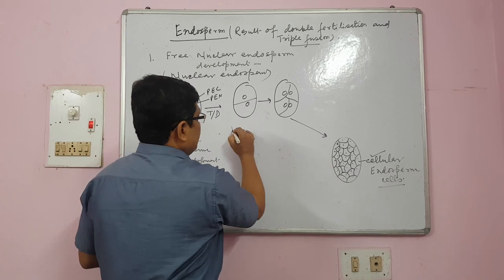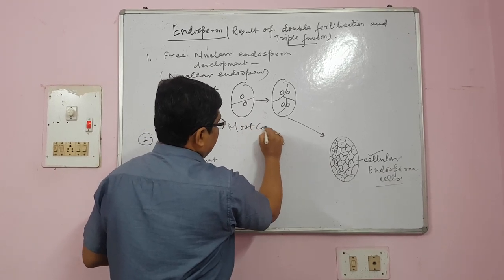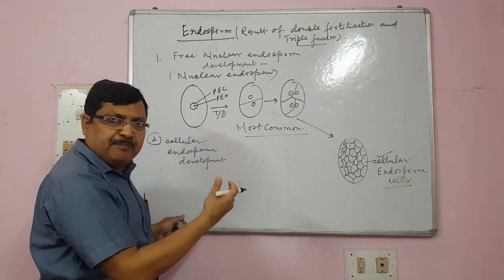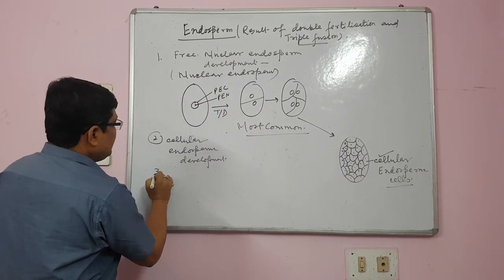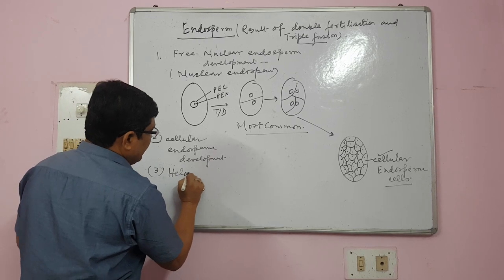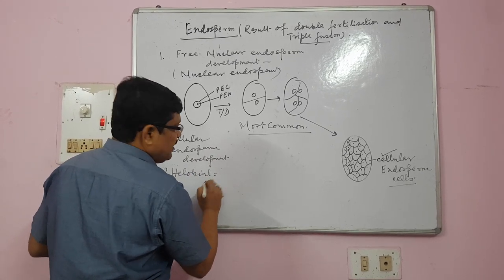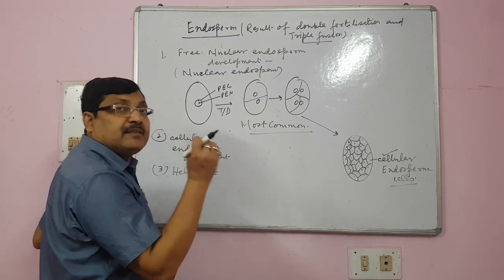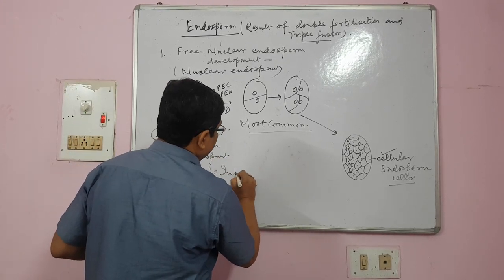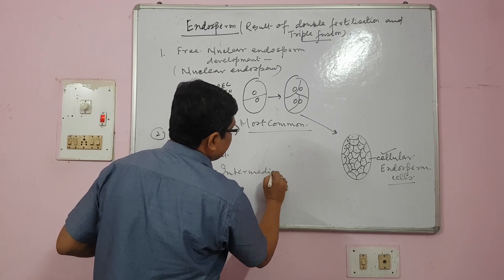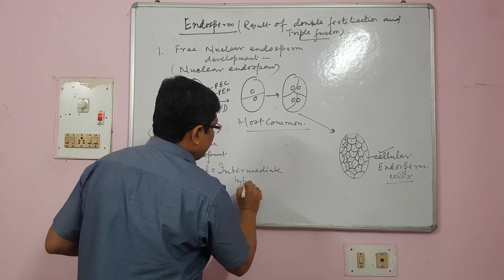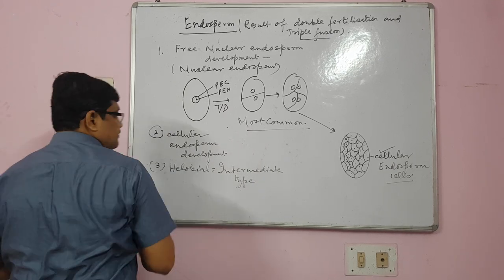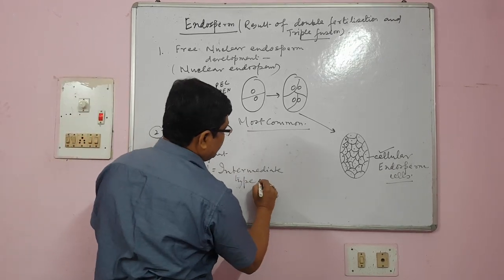This is the most common type of development of endosperm. The third one is the halobial type of endosperm. This is called the intermediate type of development.